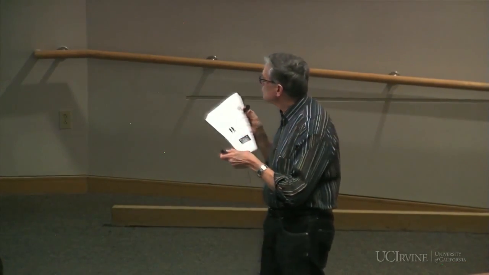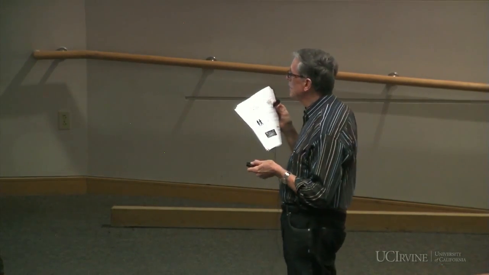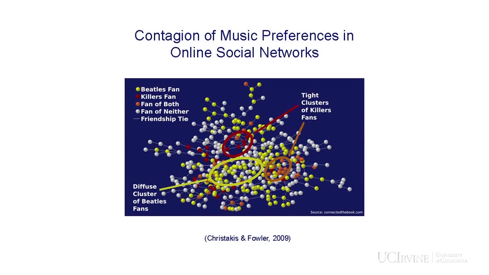Among those people, there were profound influences over time. So if one friend in that network says they like a particular musical group, then their close friends follow suit, just like we saw in the obesity network. And the Beatles are a pretty popular group, so they're more diffusely liked by a lot of people in that network, whereas the Killers are more of an acquired taste, so they call them a tight cluster of music fans for that group. Okay.